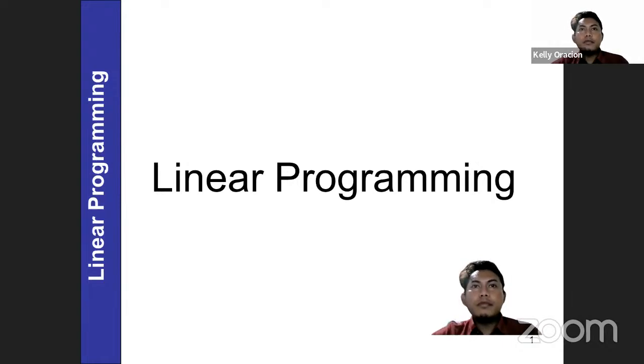So, what are the learning objectives this afternoon? At the end of the lesson, you will be able to define linear programming. Next, create an equation, which is the objective function. Then solve problems involving linear programming, and also create an inequality, which is the constraints of linear programming.